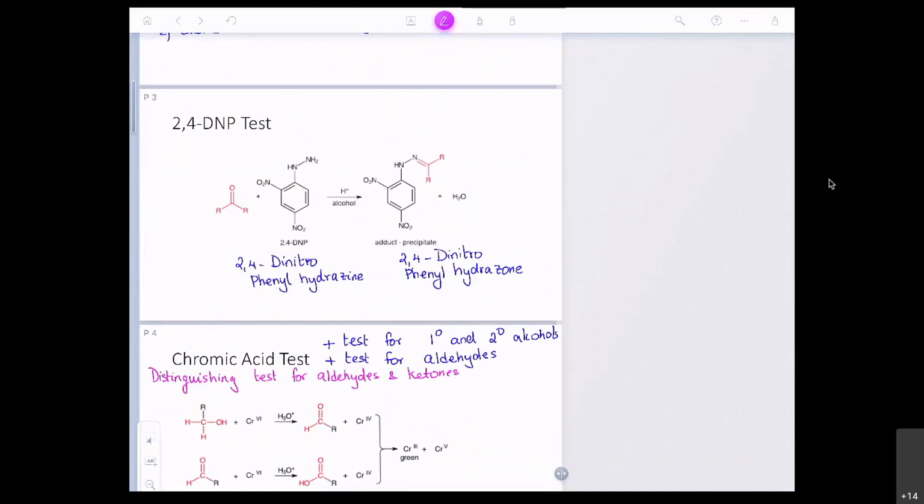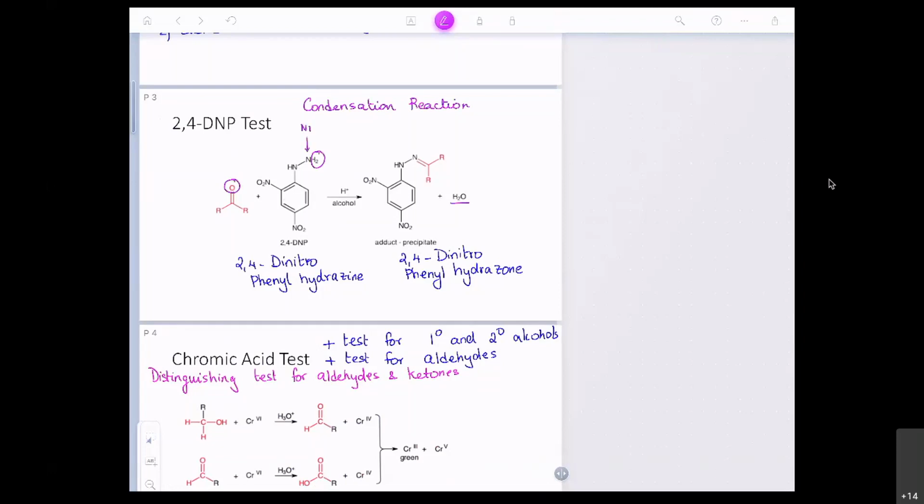DNP stands for dinitrophenylhydrazine, which is this particular molecule. What happens here is a condensation reaction, which is something that we're going to study much later, but this is a condensation reaction with an aldehyde. So what happens is the oxygen reacts with the two hydrogens, and there's an elimination of water, and then the double bond gets connected to the nitrogen. So it is this nitrogen.